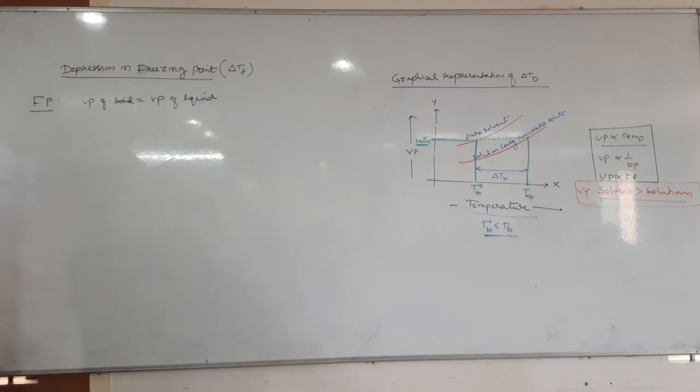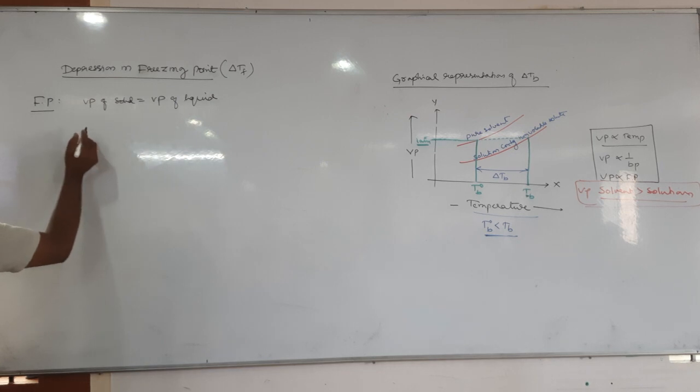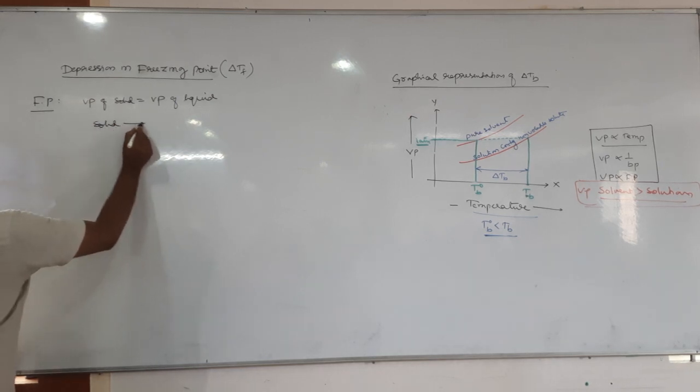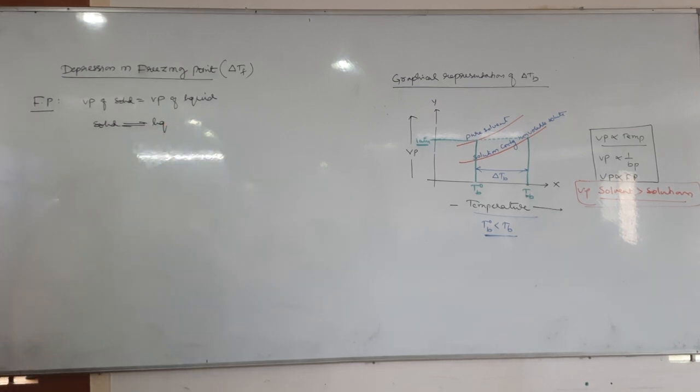So the temperature at which vapor pressure of solid equals vapor pressure of liquid is called what? Freezing point. So at freezing point the vapor pressure of solid and vapor pressure of liquid are equal. Or in other words, the temperature at which both solid and liquid are in equilibrium is also called freezing point. That is also called melting point. For example, let us take water. What is the freezing point of water?